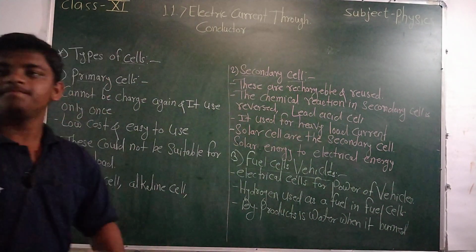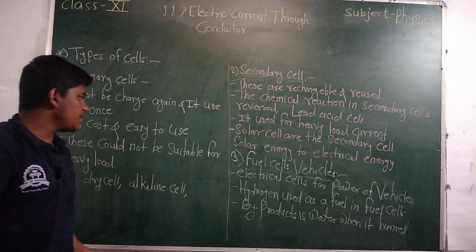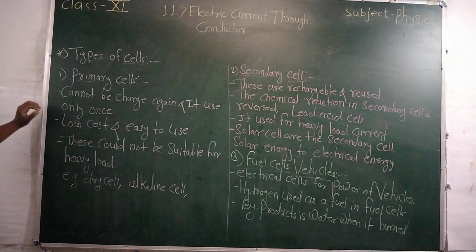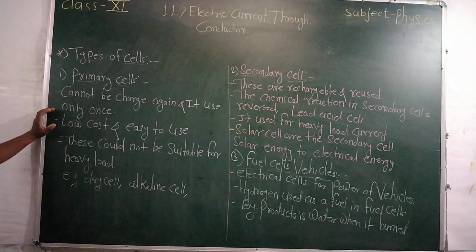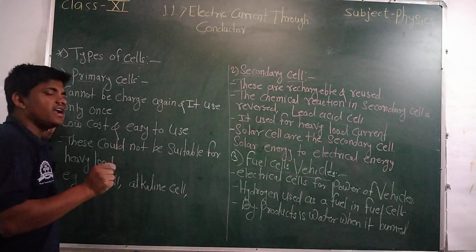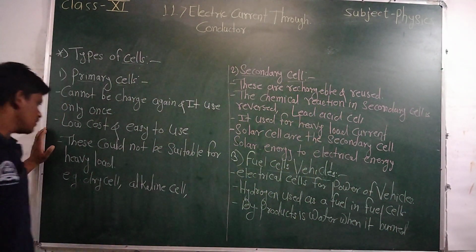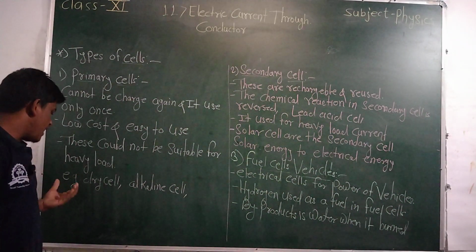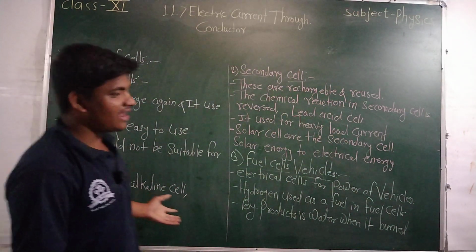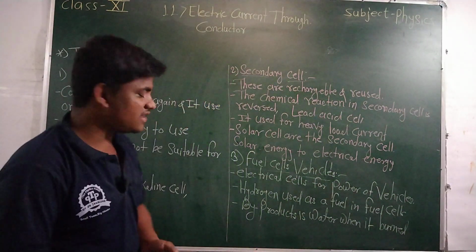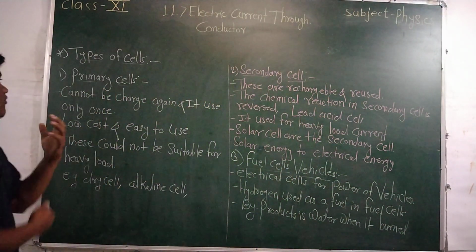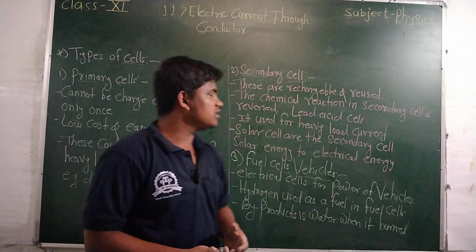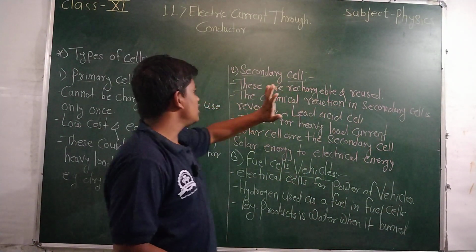These are all the types of cells. First, primary cells cannot be charged again. They are used only once, have low cost and are easy to use. They are not suitable for a heavy load of current. Examples are dry cells and alkaline cells, such as the pencil cells we use. In secondary cells, these are rechargeable and reused.